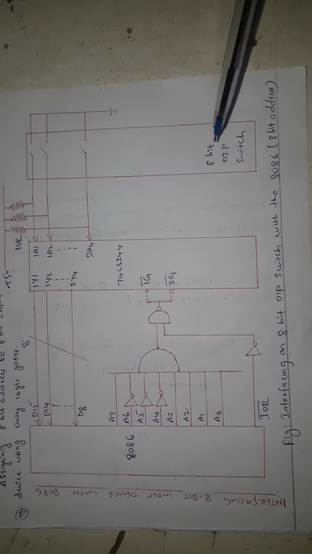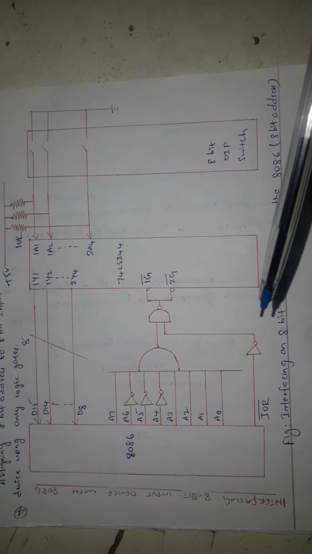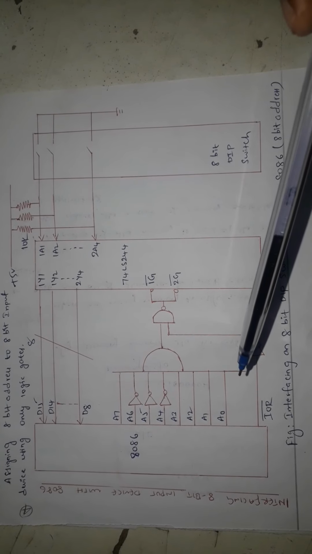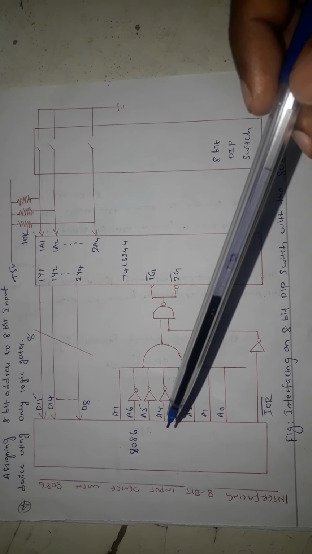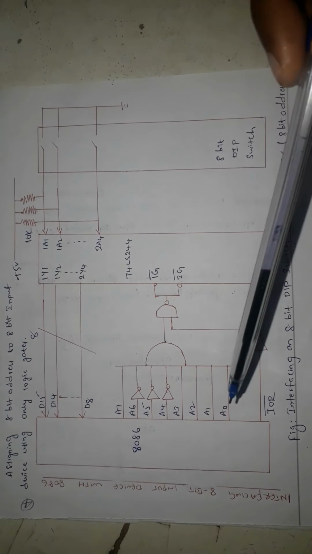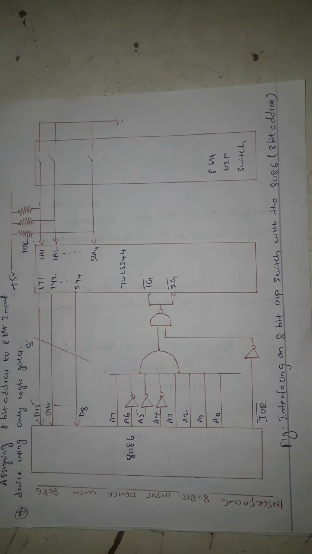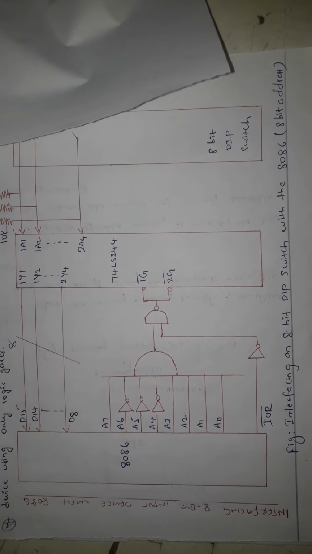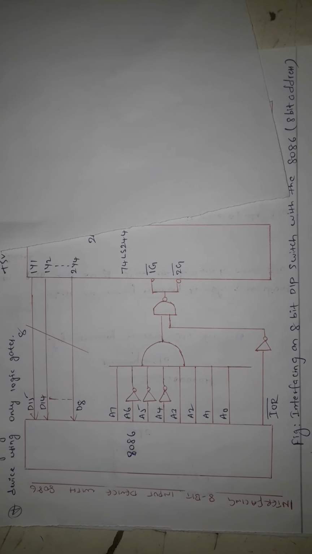To address the 8-bit switch, an 8-bit address is used here. You can use a 16-bit address also, but here we are using an 8-bit address. So we are considering the address bits A0 to A7 of the 8086 processor, so that we can assign an 8-bit address to the DIP switch. We can assign any address to the switch. Here we are assigning an address of 8FH.